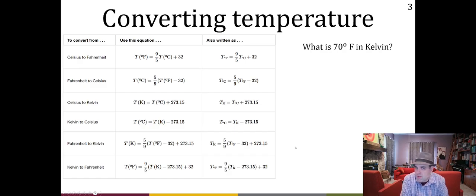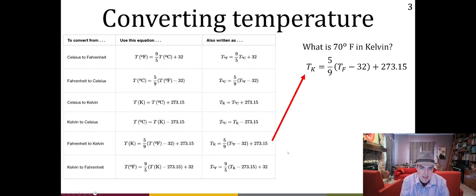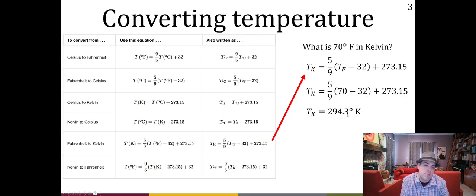So let's solve something here. We want to convert from Fahrenheit into Kelvin. We've got a bunch of different equations here that are also in your textbook. So we find Fahrenheit to Kelvin, and we take that equation and plug our 70 right in for the temperature in Fahrenheit. That allows us to calculate what the temperature in Kelvin is going to be. In this case, 294.3 Kelvin.